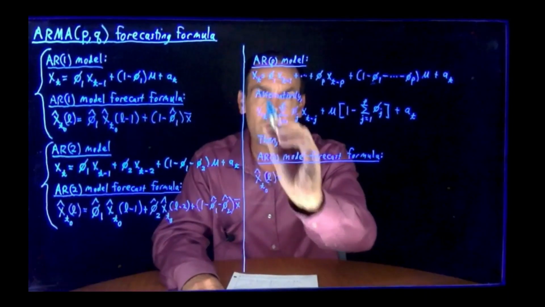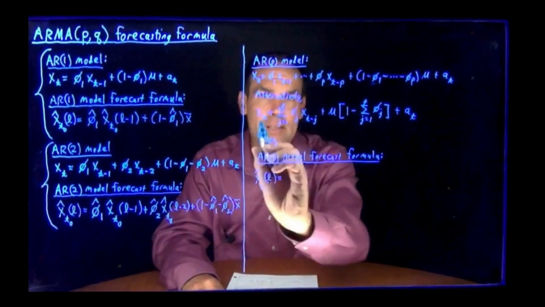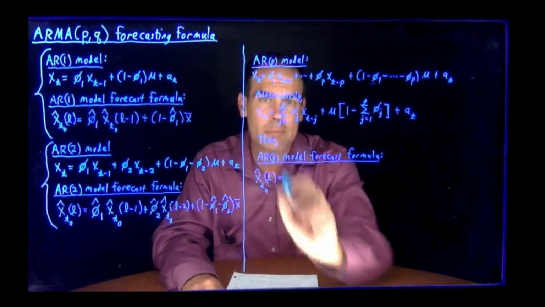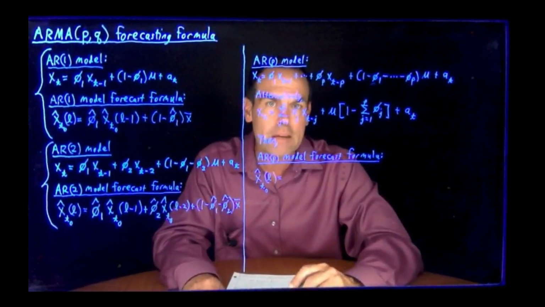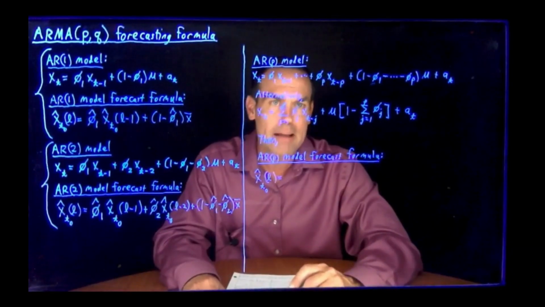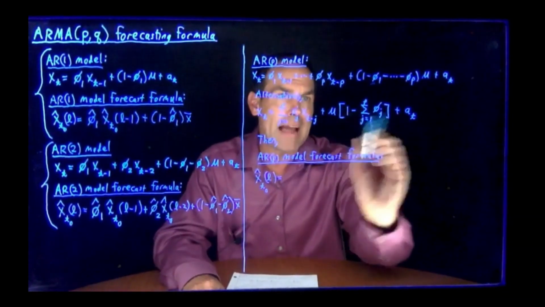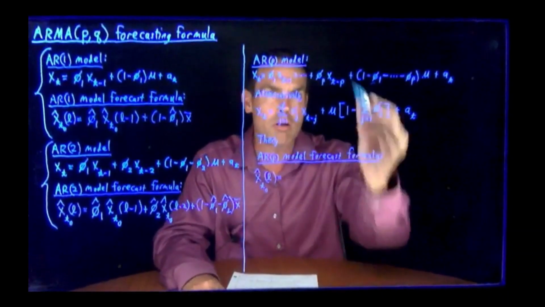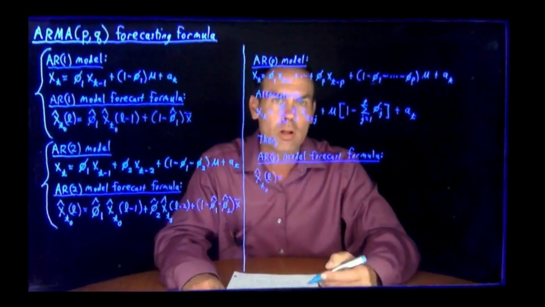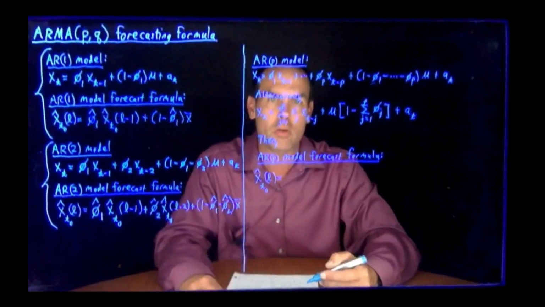So we could rewrite this AR(p) in this summation form, where you've got x sub t equals the summation of j equals 1 to p of phi j times x sub t minus j, plus mu, and then this bracket of these different phi values, plus a sub t. So no harder than the line before, just in a little bit more convenient notation.